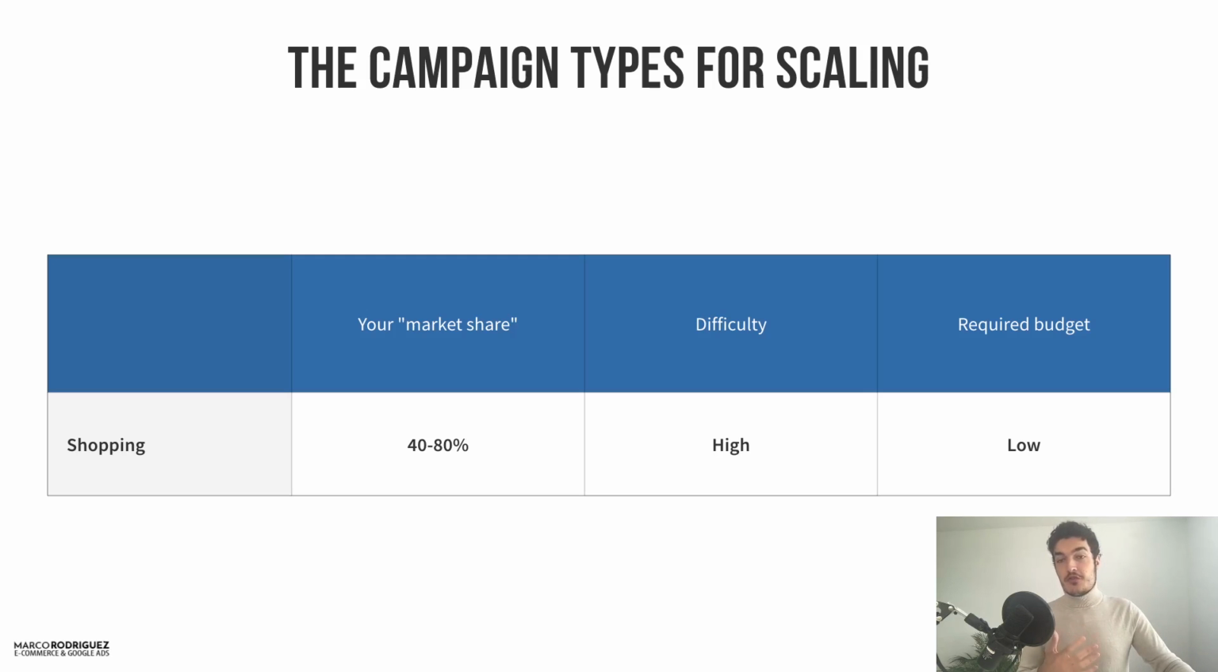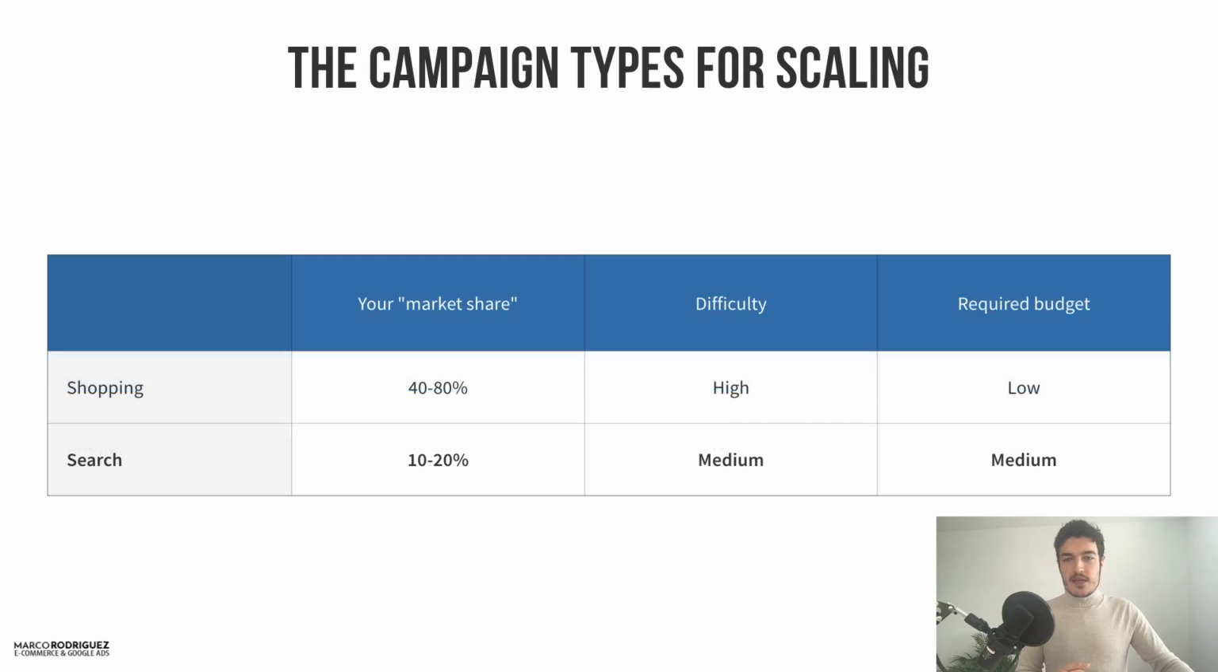And the required budget to scale is fairly low. You can do more of the same. Yes, it gets more expensive. Yes, it gets more difficult, but generally you can do more of the same, and adding higher budgets and everything to shopping is not necessarily super expensive. The second campaign type is search. Most of the time when I work with businesses and they're in the scaling phase, their market share with search is still only at like 10-20%.